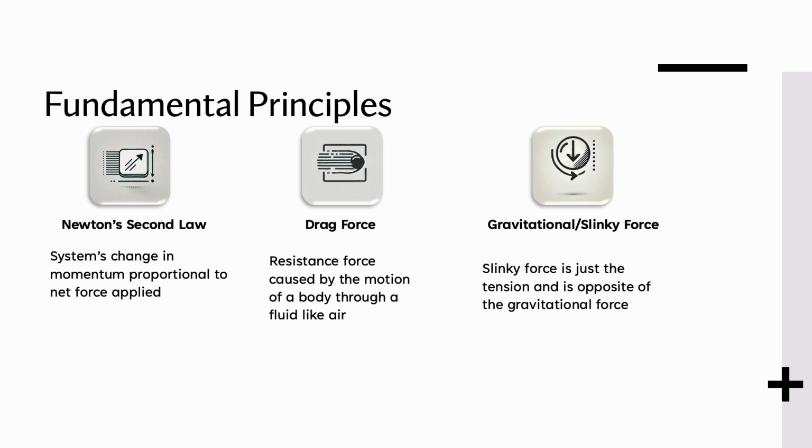In addition to Newton's second law, we consider three key forces acting on the slinky. 1. The gravitational force that pulls the slinky downward. 2. The tension force, which acts upward in the stationary phase, counteracting gravity. 3. The drag force, a resistive force proportional to the velocity squared, represented by F drag equals minus k v squared. These forces govern the slinky's motion in both the stationary and the falling phases.